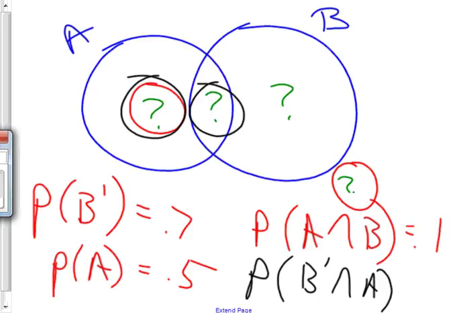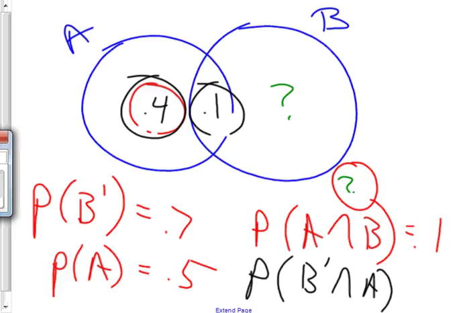Again, I can't do anything yet, but now I finally have the key. A intersect B is 0.1, so that means this one right here is 0.1. Once I know that, then they kind of start falling into place. Probability of A, I do not put a 0.5 where this green question mark is. Together, they have to make 0.5, so that's a 0.4.